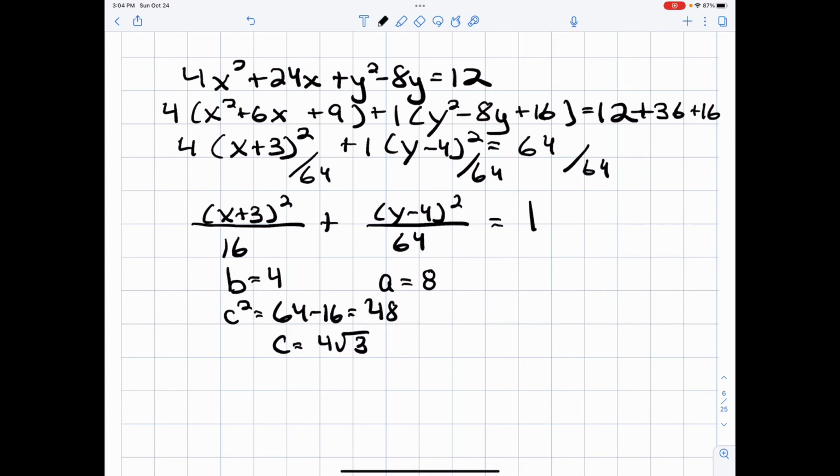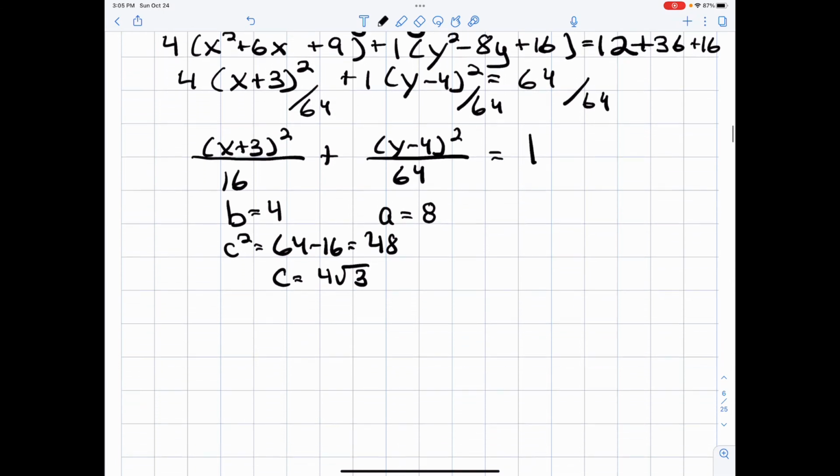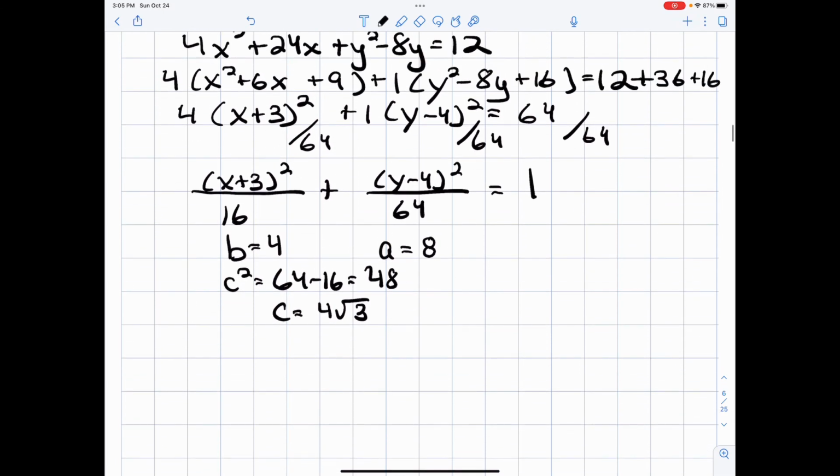But honestly, interestingly, it didn't ask me to find the foci, but it asked for the center, the vertices, and the endpoints. Anywho, the center is at -3, 4. So the signs are opposite of what you see there with the x and y. So center's at -3, 4.